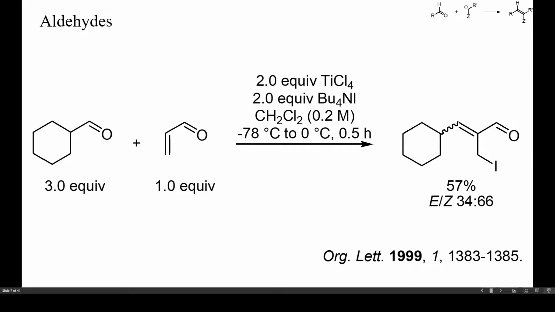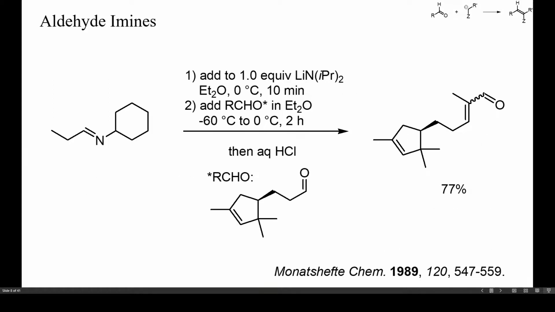excess of titanium tetrachloride. A better strategy for directed cross-condensations of two different aldehydes is the stoichiometric metallation of an imine followed by addition of an aldehyde. Imines are less acidic than aldehydes, and metallated imines therefore more basic and nucleophilic than simple aldehyde enolates. Acid-catalyzed hydrolysis then yields the final alpha-beta unsaturated aldehyde.